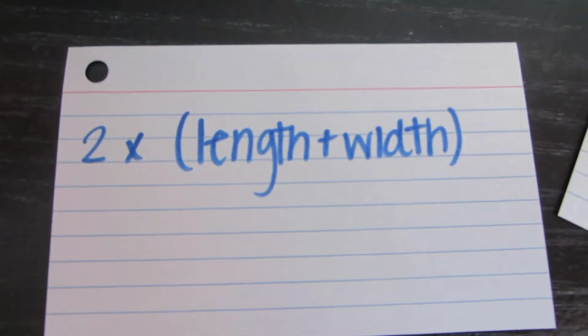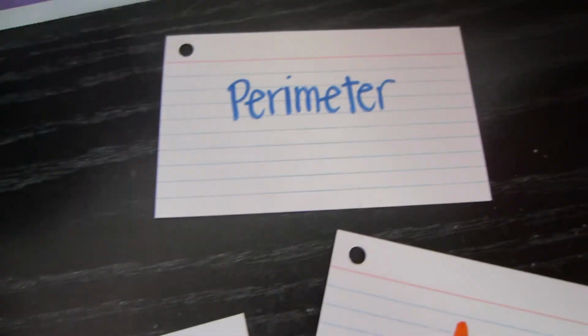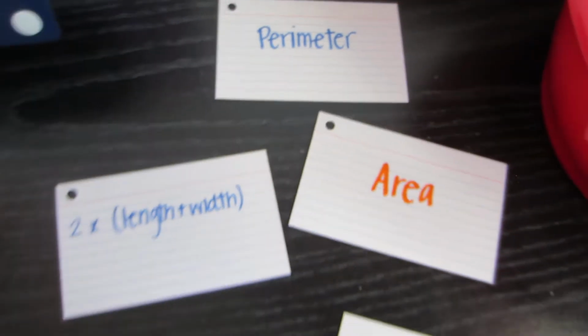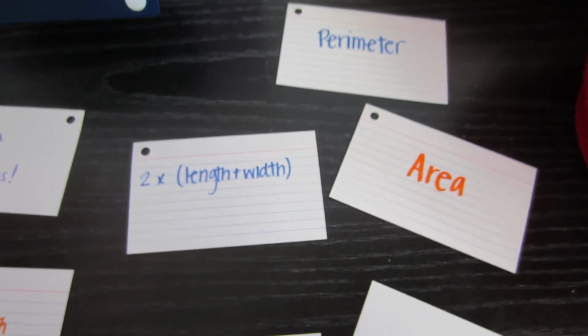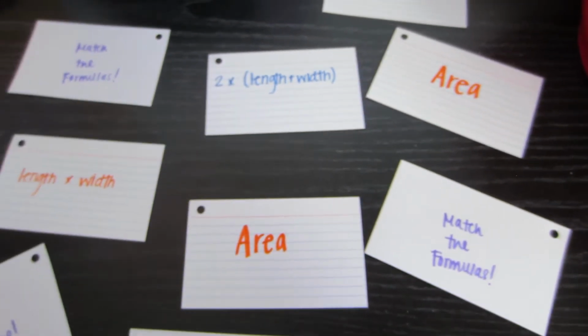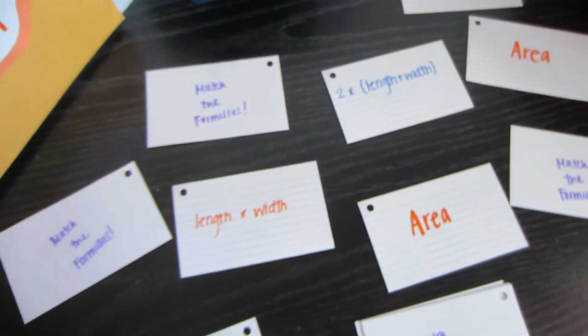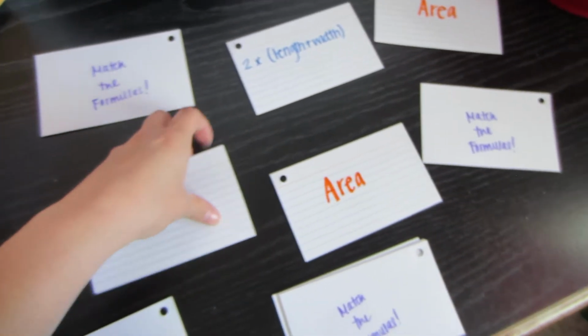I know that 2 times length plus width is perimeter. Those are both blue, so I know that they match. It's reassuring for the student when they're color-coded. So that's just how you play the Match the Formulas game.